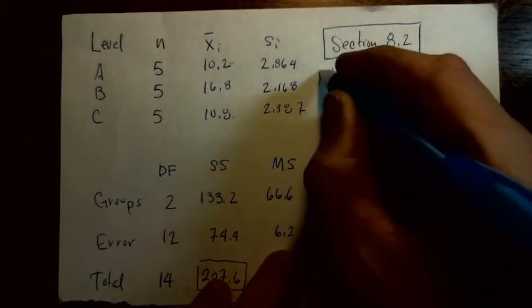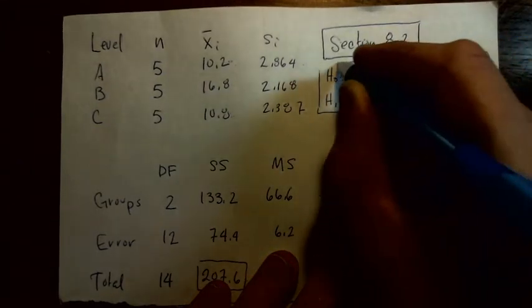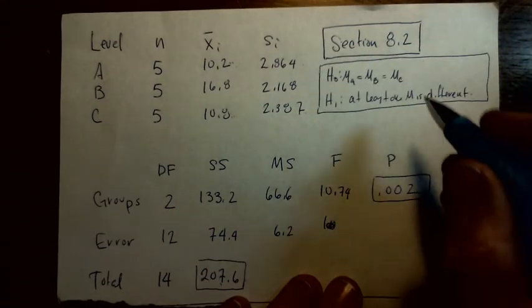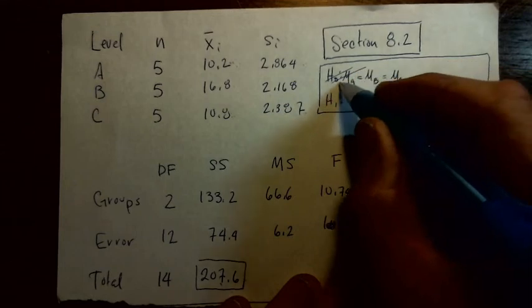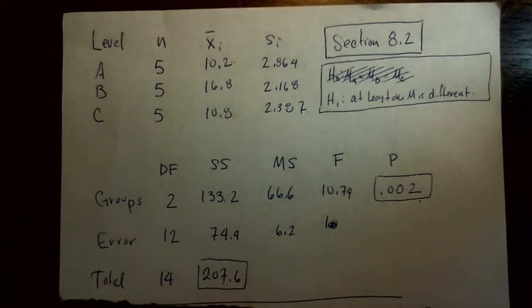So we can do a hypothesis test for these hypotheses right away. We can see that we would reject the null hypothesis. So consequently, we can prove that at least one of the population means is different from the others.